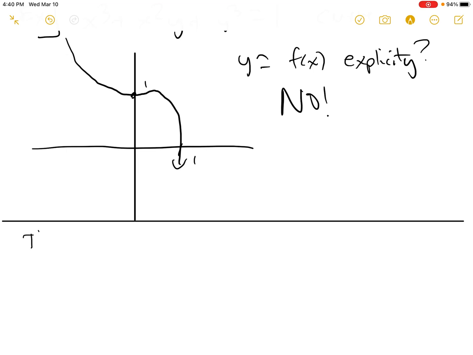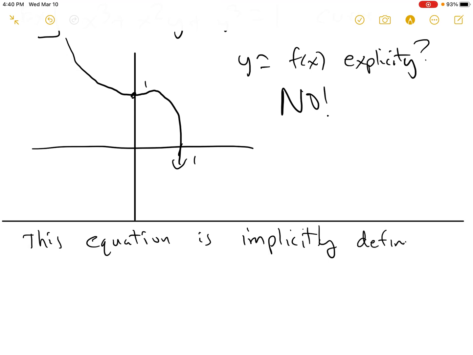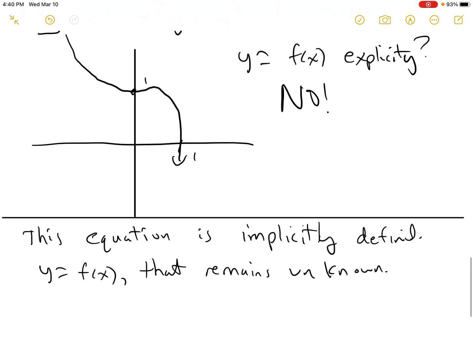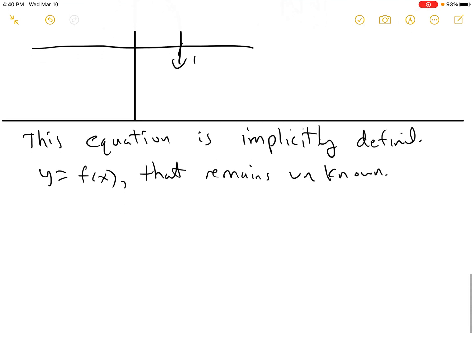that this equation is implicitly defined. In other words, y is some function of x that remains unknown. We actually don't need to find it. All we need to find is what dy dx is, given the curve. And that's where this thing comes into play. So this is what we do here, and this is where I leave the book. So this is key.